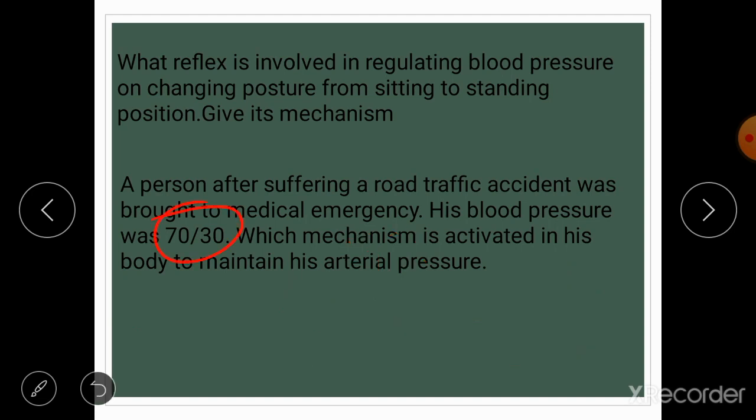The blood pressure given here is 70 by 30, which means 70 is the systolic blood pressure and 30 is the diastolic blood pressure. Now you have to calculate the mean arterial pressure, and decide which mechanism is going to be activated in this person.